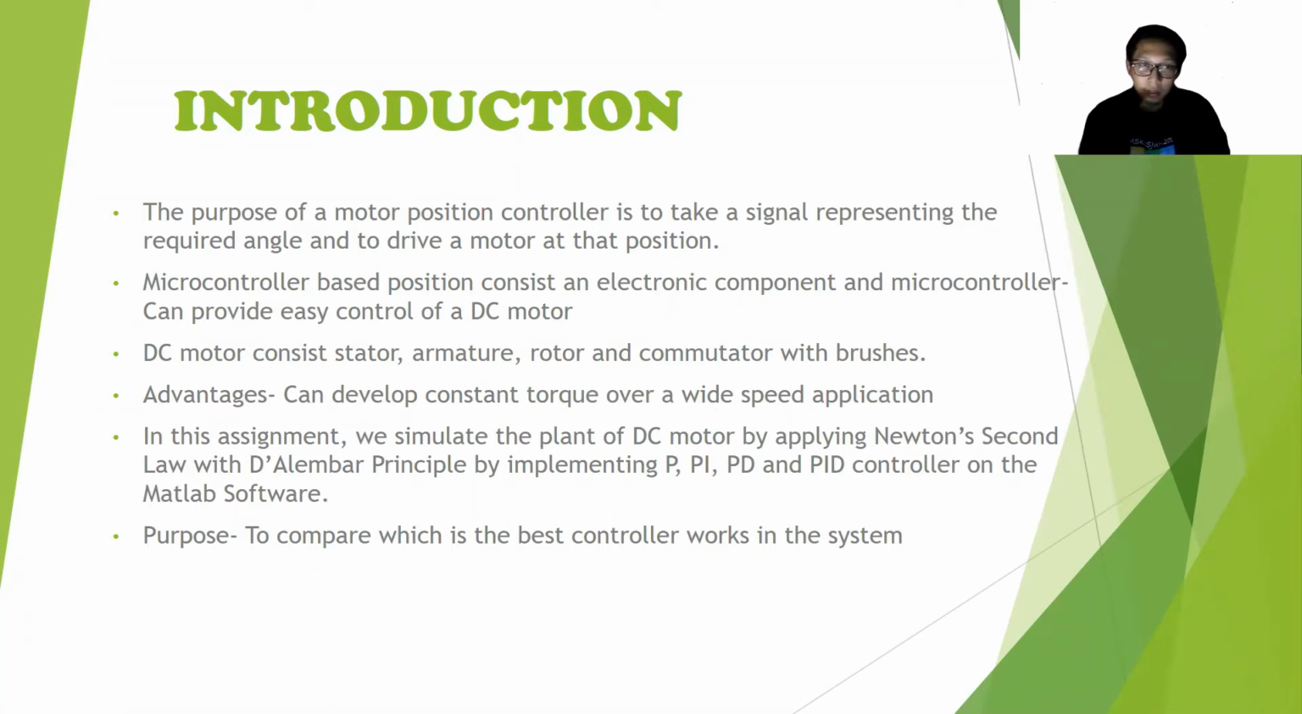The second point is a microcontroller. This position consists of an electronic component, and a microcontroller can provide AC control of a DC motor. A DC motor consists of a stator, armature, rotor, and commutator with brushes. The advantage of why we chose the project is that it can develop constant torque over a wide speed application.